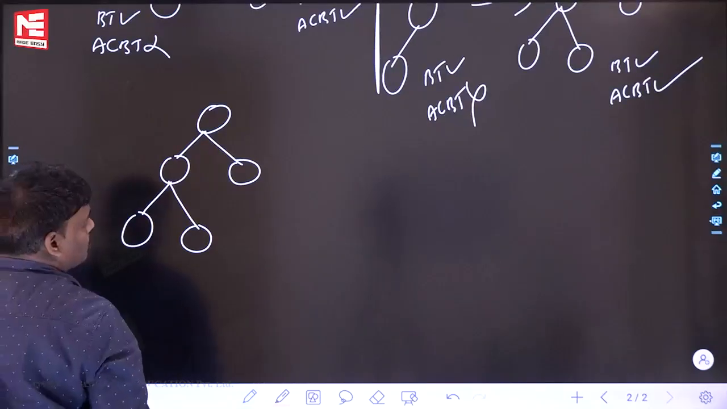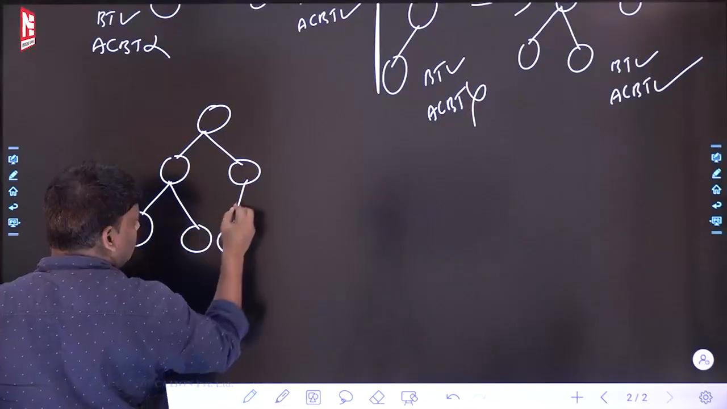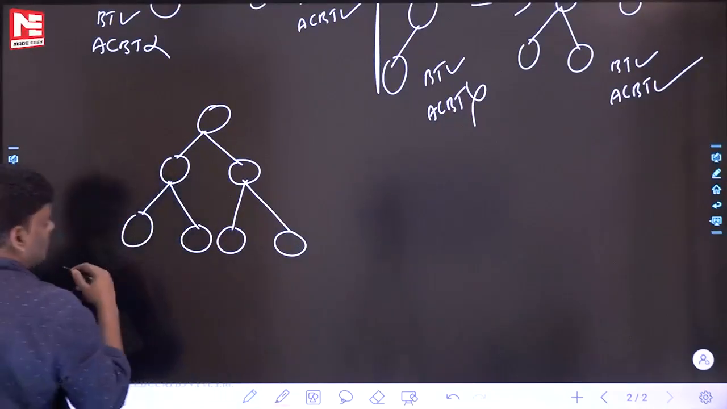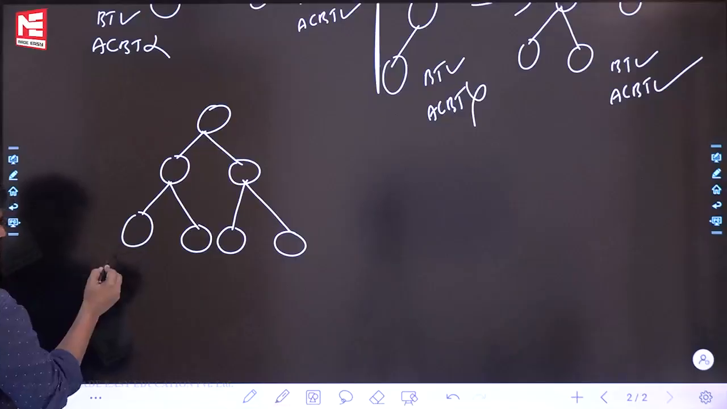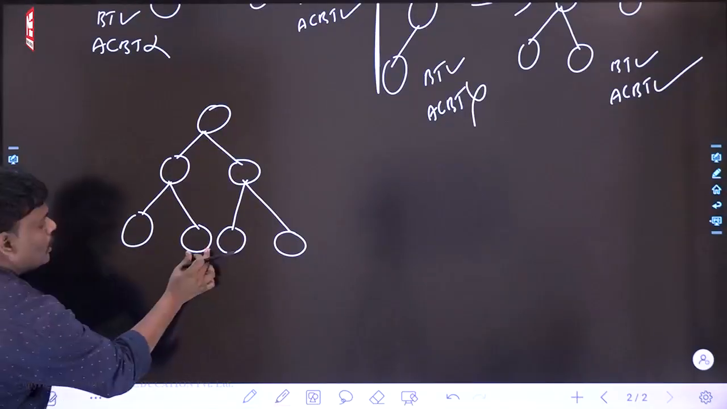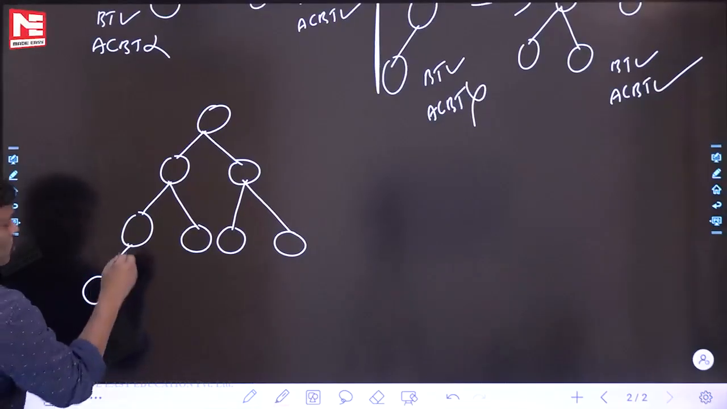Can you say, is it an almost complete binary tree? Yes. Next one, is it an almost complete binary tree? Yes. Is it an almost complete binary tree? Yes. See this one, because all these previous levels are completely filled, then I am going to the next level. In the next level also, I cannot go here because without left, don't go to right. Here also again left, afterwards right.